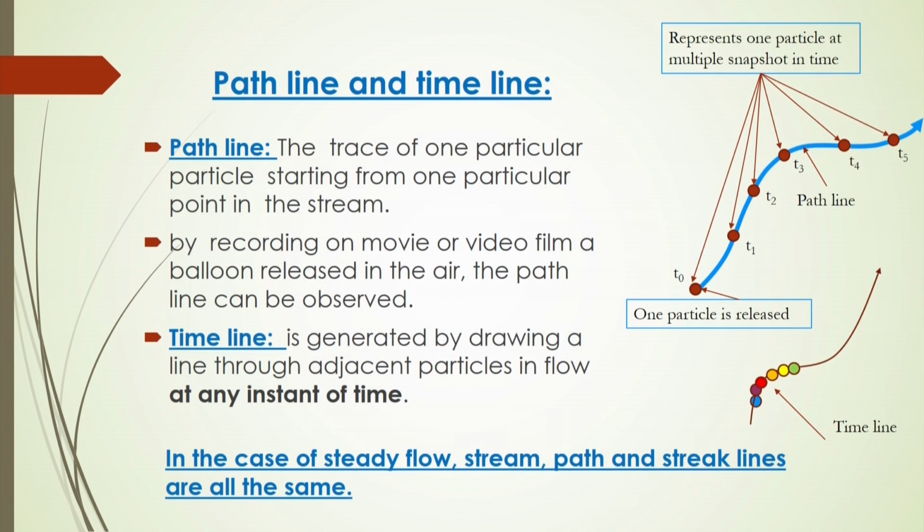And path line is nothing but the trace of one particle starting from one particular point in the stream. By recording a movie or video film of a balloon released in the air, you can observe the path line of that particular balloon.